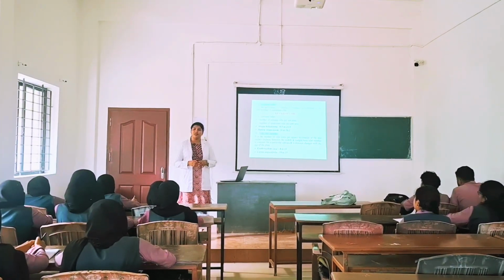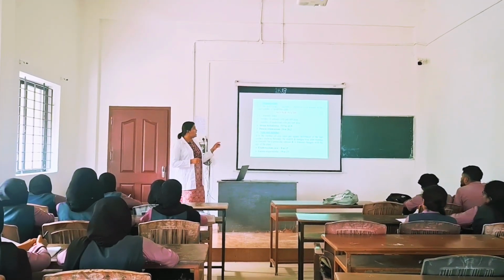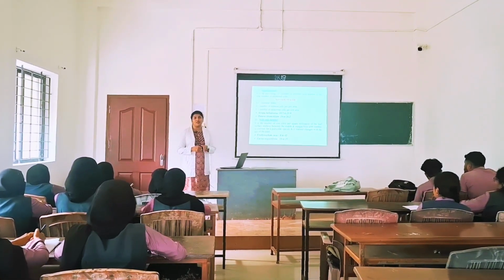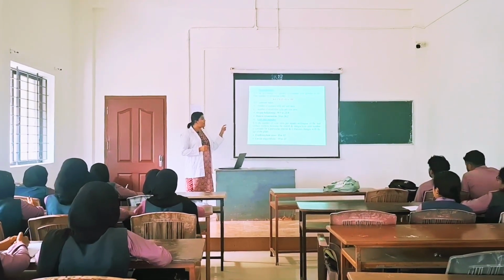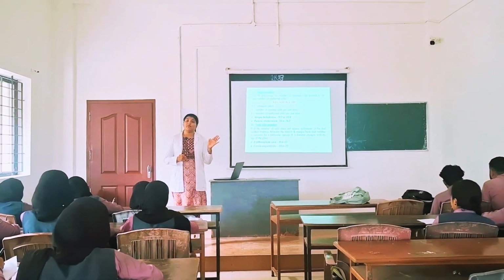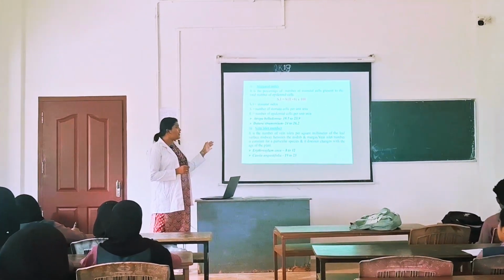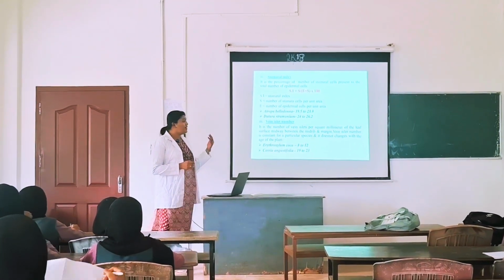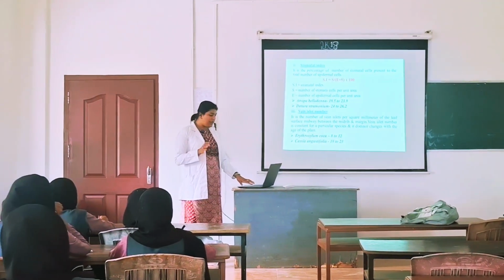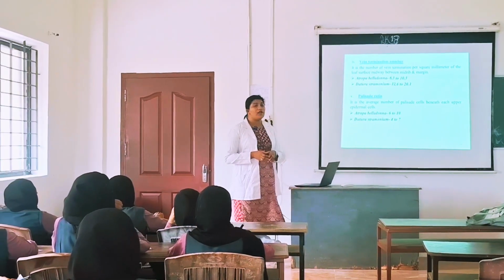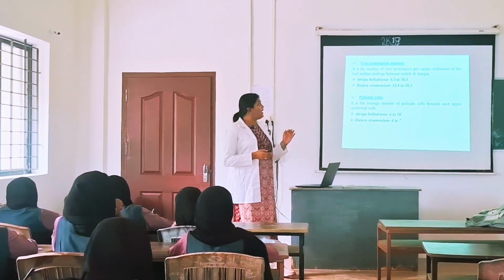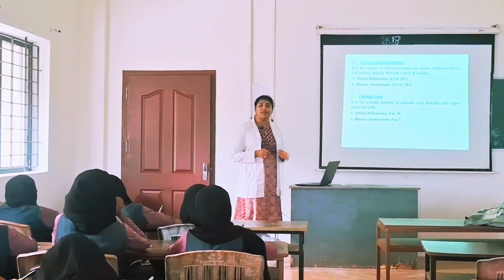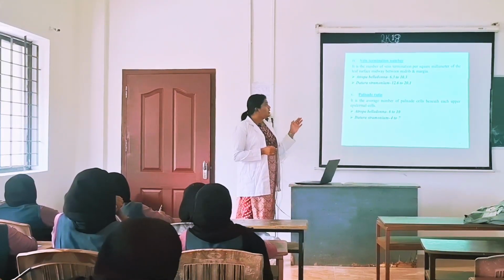Moving on to vein islet number. It is the number of vein islets present per square millimeter of the leaf surface, mainly between the midrib and margin of the leaf. This vein islet number is constant for a particular species and it will not change when the age of the plant increases. It will remain constant. Next one is vein termination number. It is the number of vein terminations present per square millimeter of the leaf surface midway between midrib and margin.